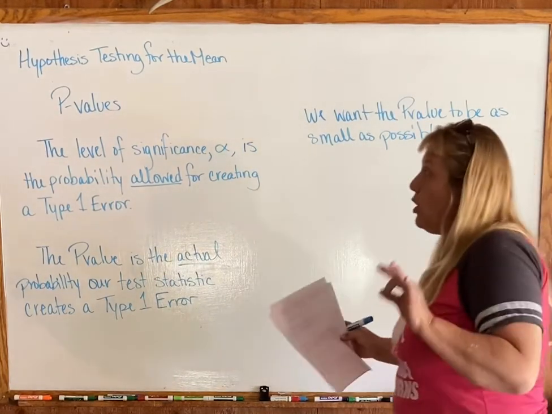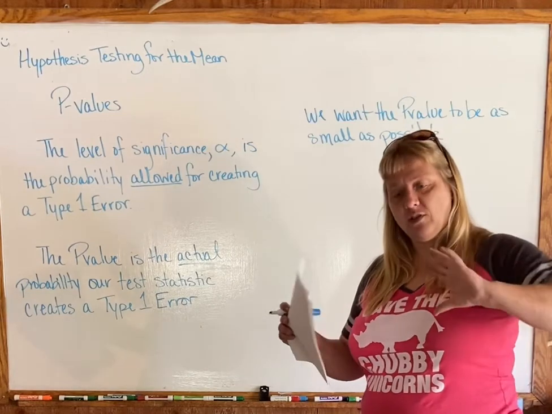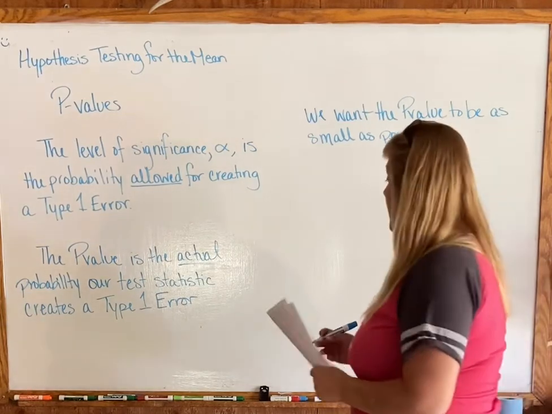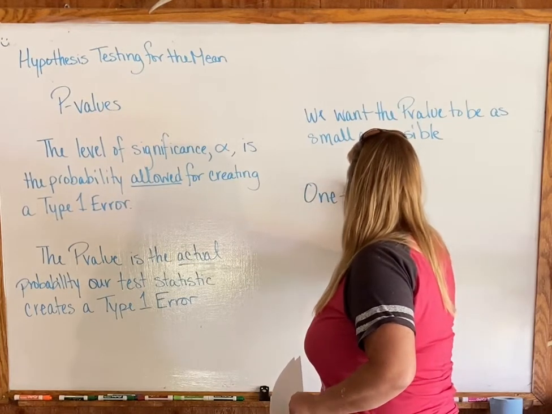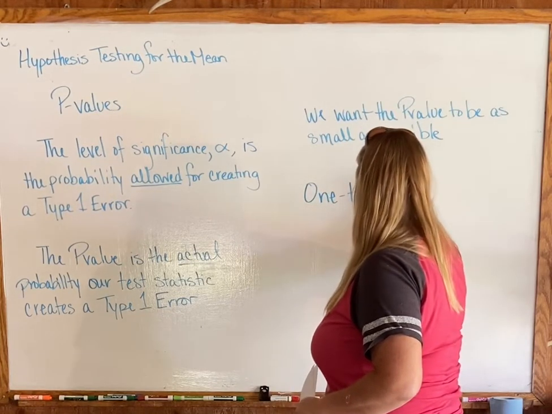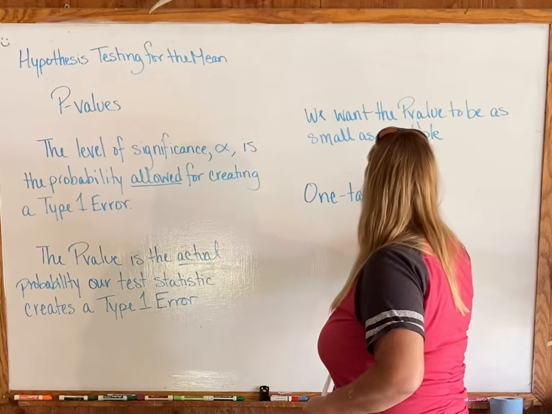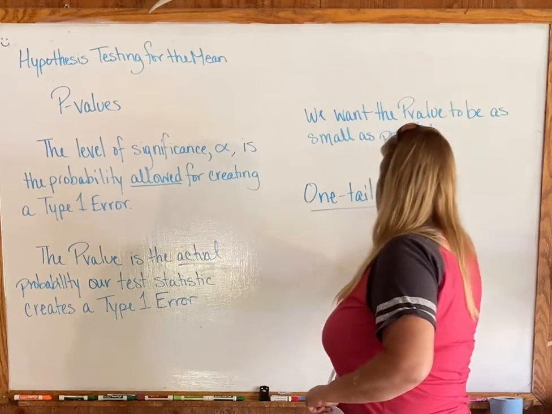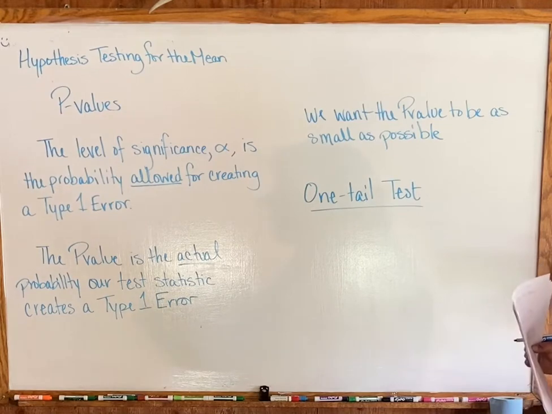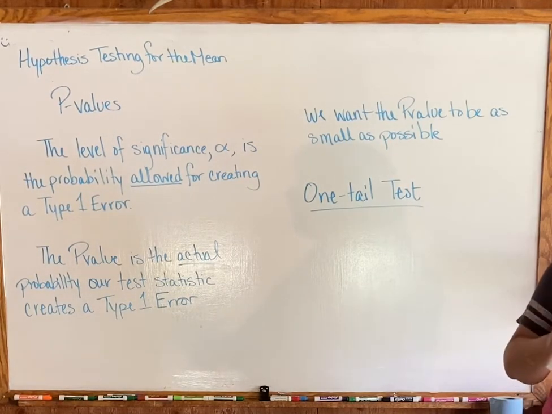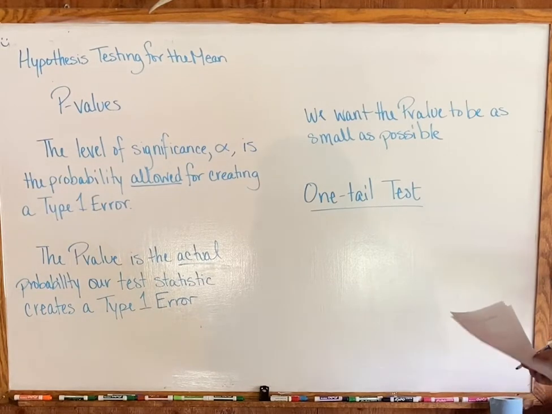Now, when we look at p-values, we have to look at two situations. The first one is a one-tail test, and the second one is a two-tail test. So let's start with the one-tail test. Remember back to last time when we wrote our hypotheses, it helped us see whether we were looking at a one-tail or a two-tail. One-tail would either be a less than or greater than, and the two-tail would be the one that just says different.